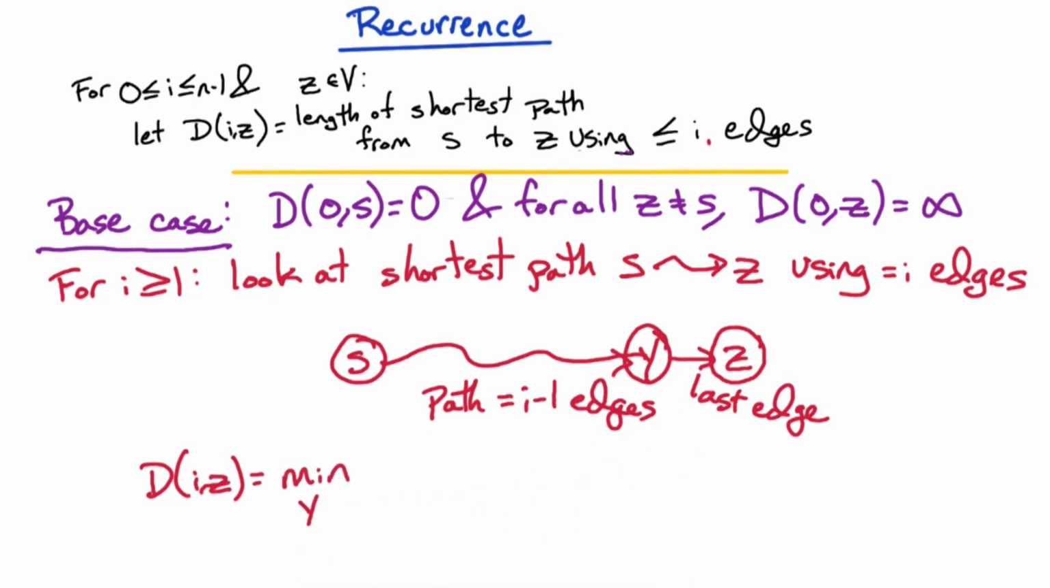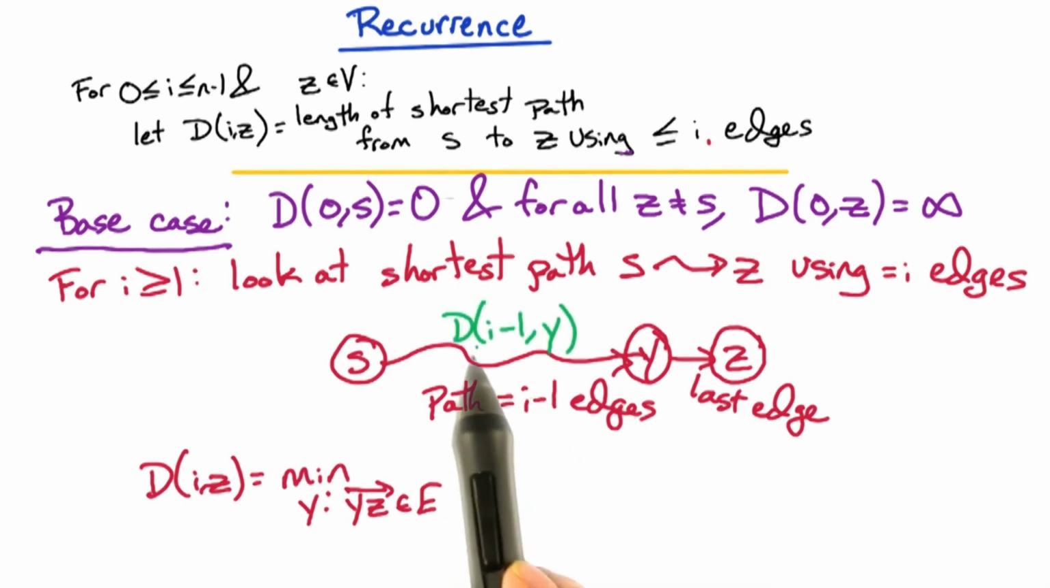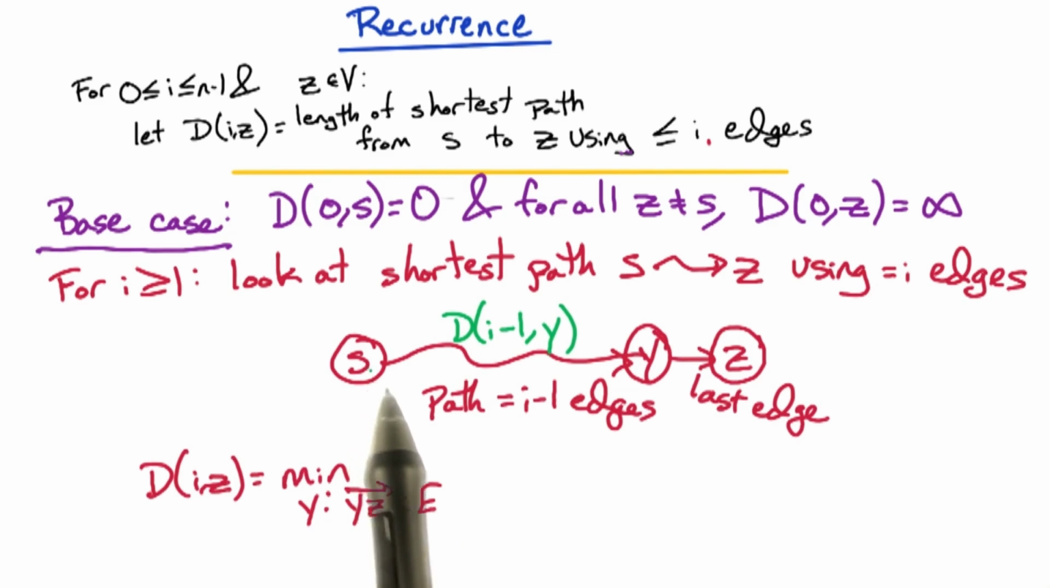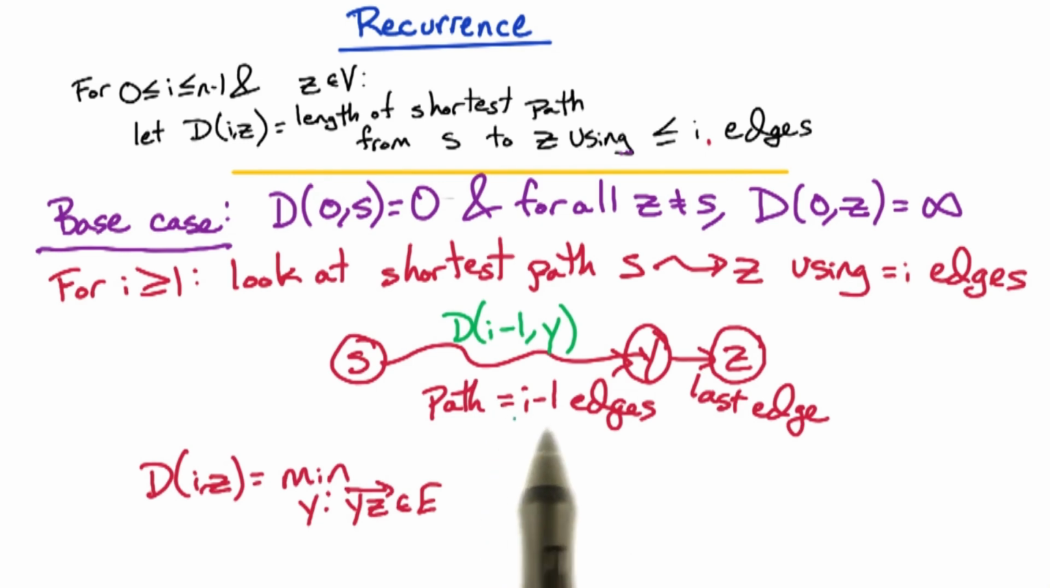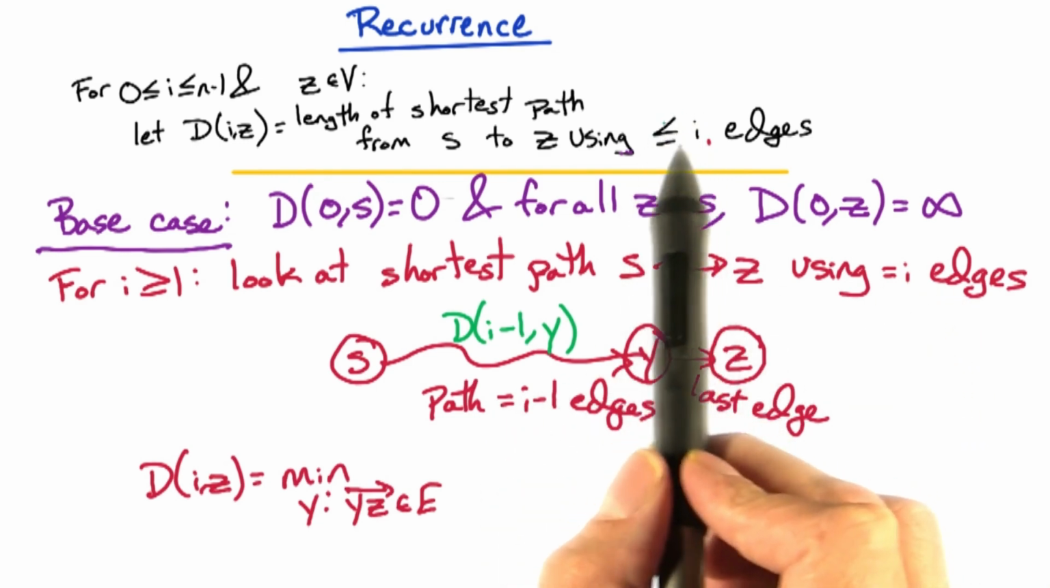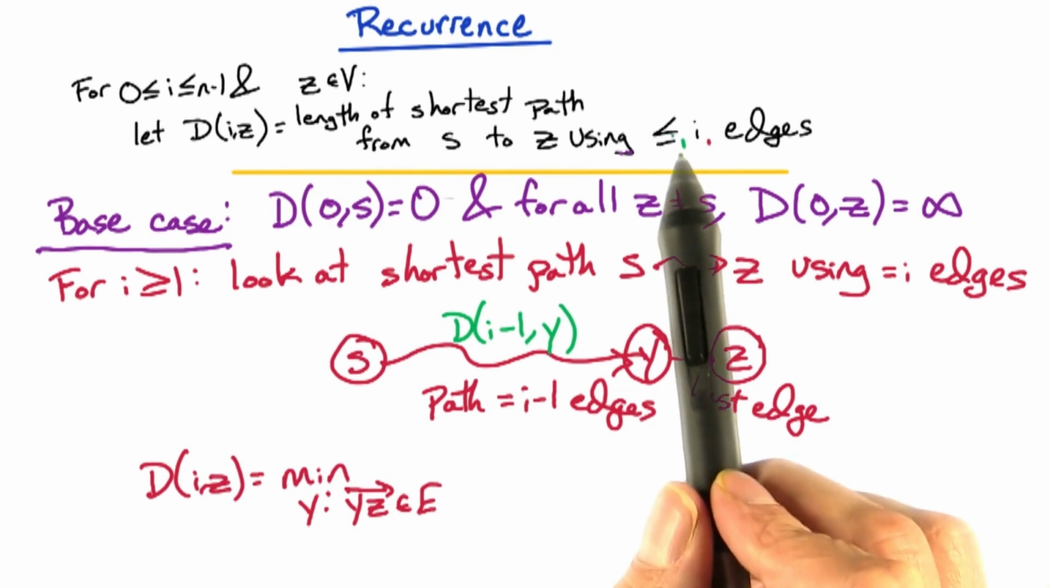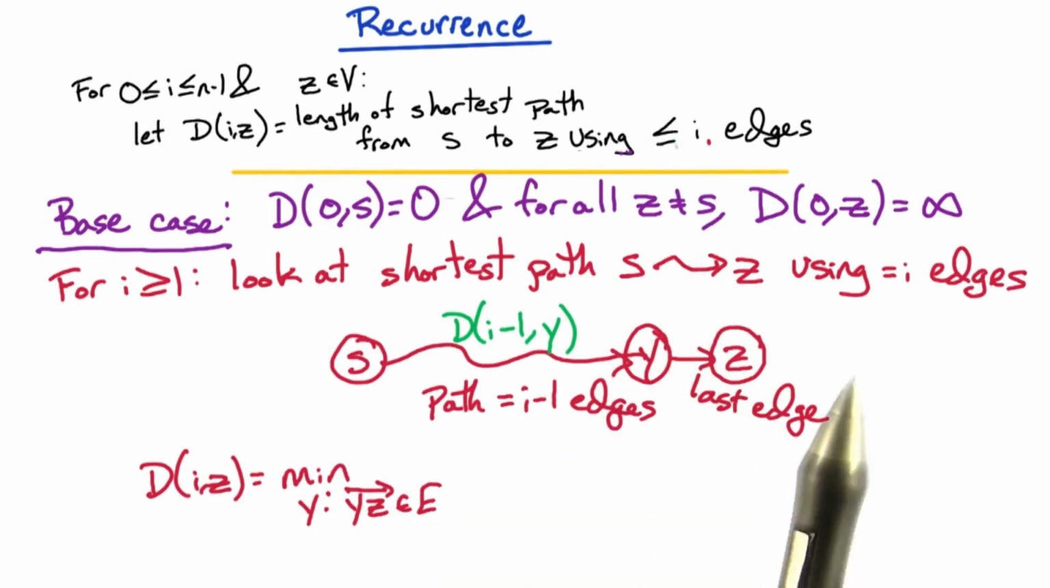What are the choices for y? Well, y has to have an edge to z. This is a directed graph, so we're considering those y where there's a directed edge from y to z in our input graph. What is the length of this path which goes through y? Well, from s to y, it's allowed to use exactly i-1 edges. Therefore, it is d of i-1 y, because it's the shortest path using exactly i-1 edges from s to y. Notice we're talking about exactly i-1, and again, it's slightly different from our original version, which said at most i. We're just going to ignore that slight difference for a moment.